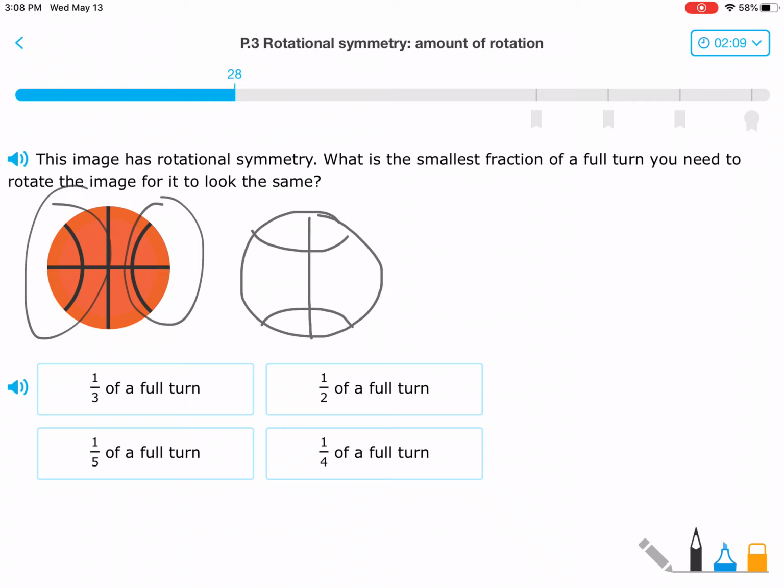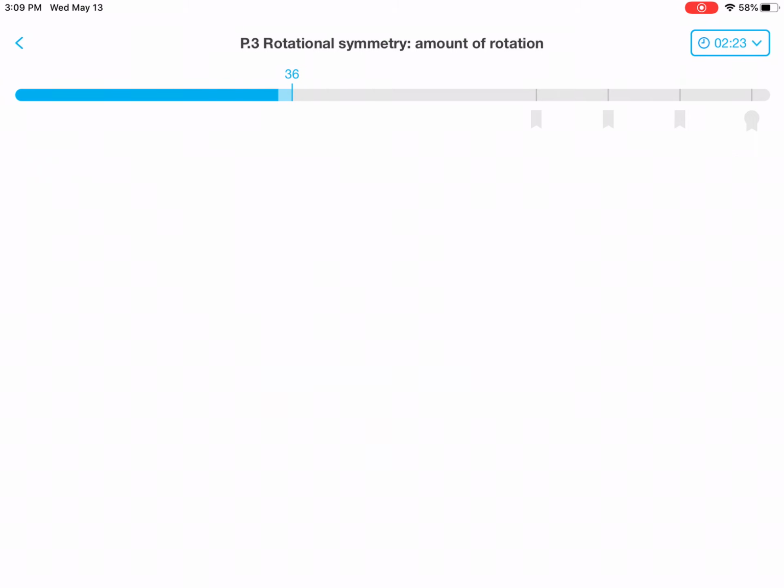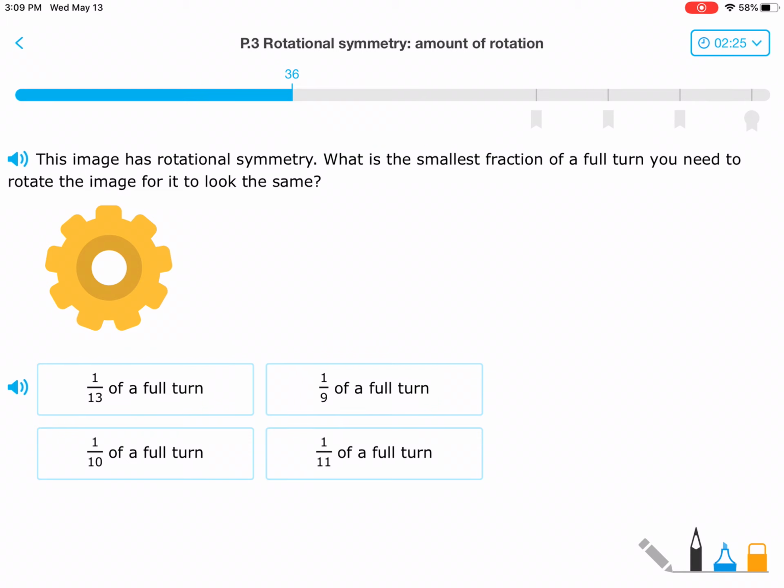So it says the image has rotational symmetry. What's the smallest fraction of a full turn you need to rotate the image for it to look the same? So it's going to have to be half of a full turn, because if I turn this image another half turn. Okay? That one shouldn't be that hard either.